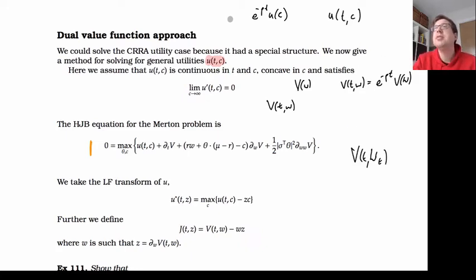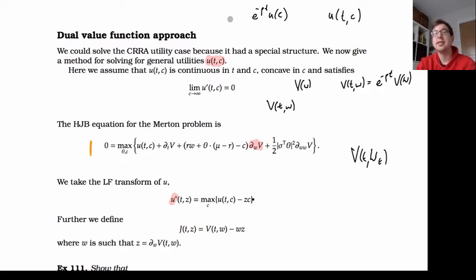So the idea here is we're going to define some new function u star of z, which is going to be the maximum of u of c minus z times c. Notice we've already got something of that form inside this expression. If I look at the maximization over c, I've got u of c minus c times the partial derivative of v with respect to w.